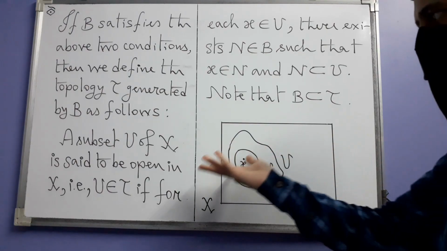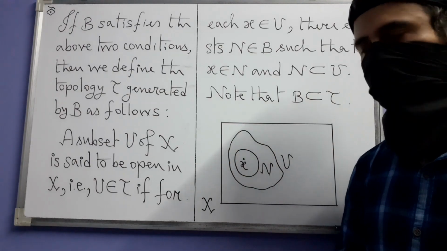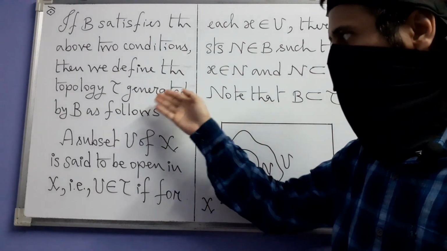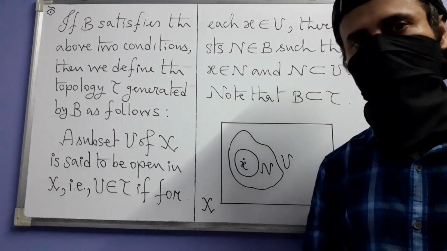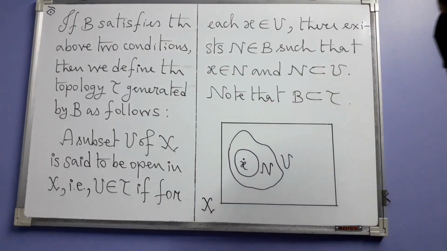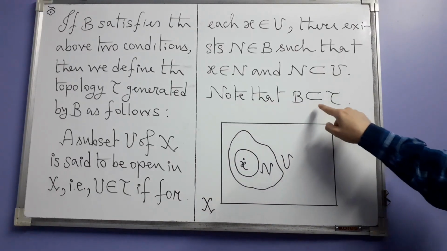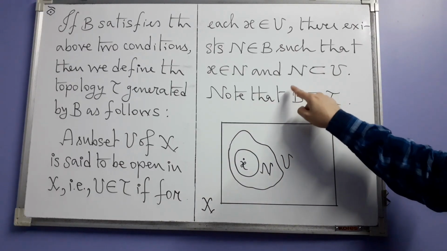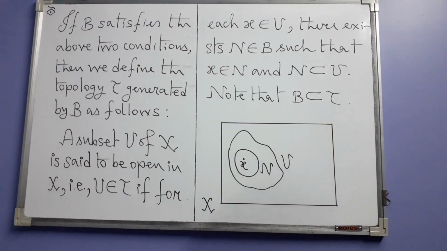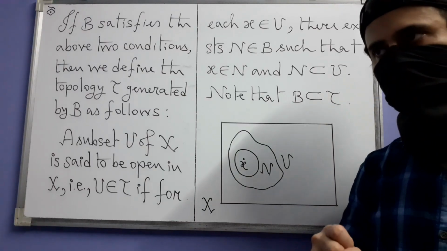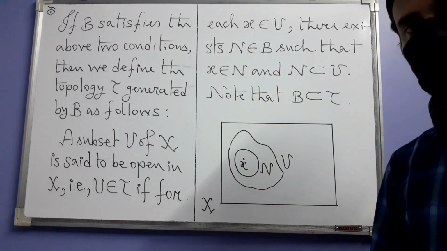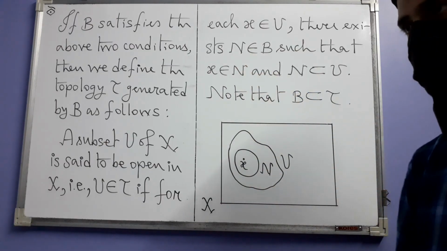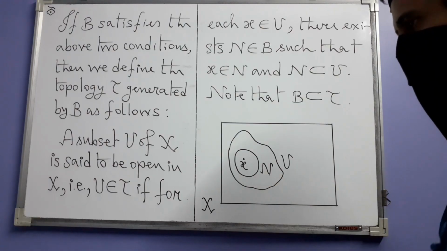So that's how we define the topology, and we are saying that it is being generated by that basis B. And you can observe one more thing, that B itself is a subset of that topology. In other words, every basis element itself is open. How? Well, let me modify this diagram.